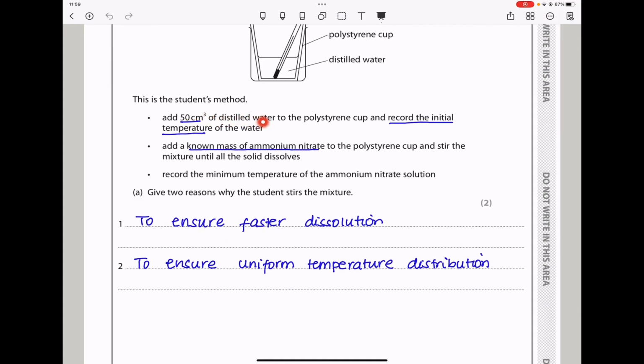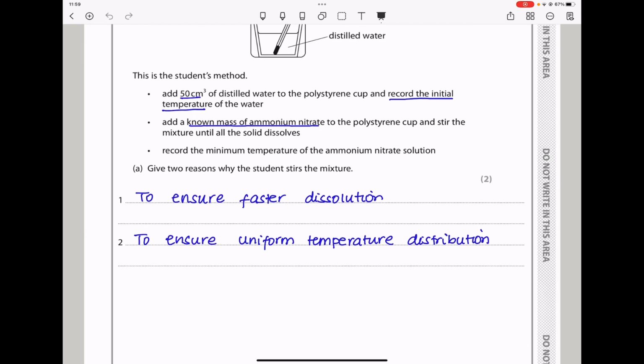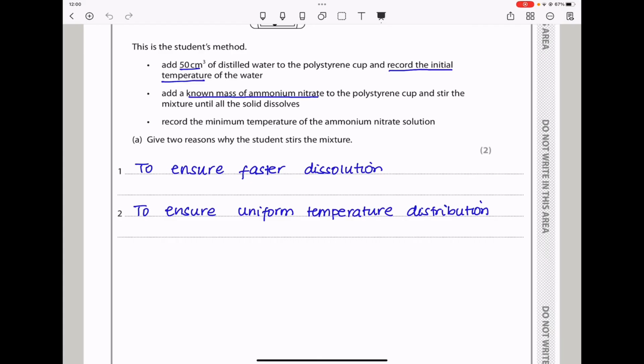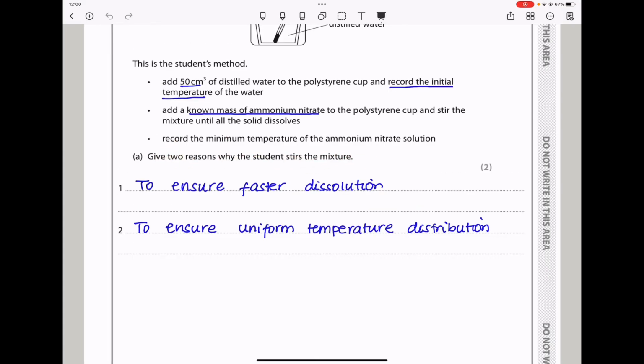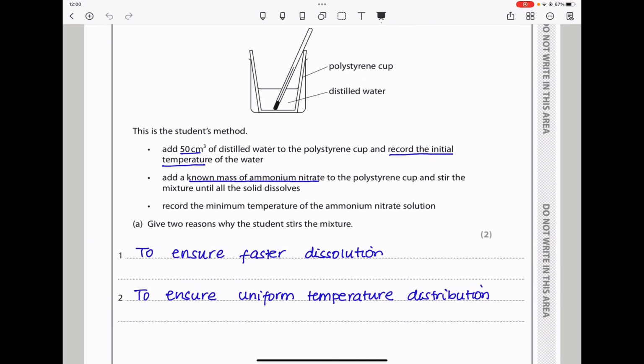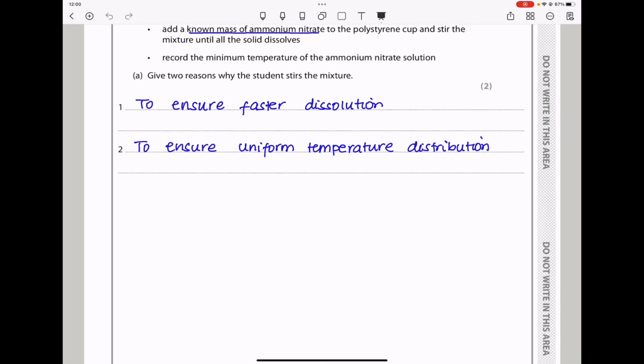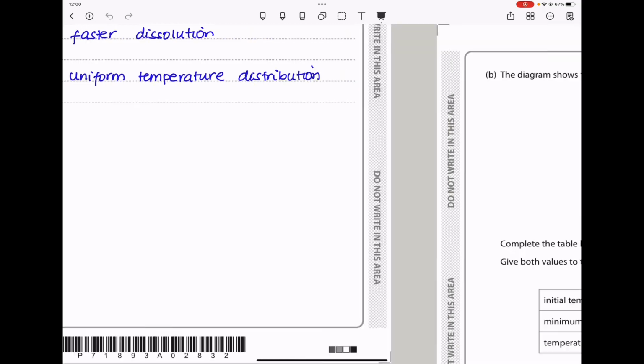Add 50 centimeters cubed of distilled water to the polystyrene cup and record the initial temperature of the water. Then add a known mass of ammonium nitrate to the polystyrene cup and stir the mixture until all the solid dissolves. Then record the minimum temperature of the ammonium nitrate solution. They say give 2 reasons why the student stirs the mixture. This is to ensure that faster dissolution occurs and also to ensure uniform distribution of heat. Because you're measuring the temperature change, the temperature has to be uniform so that a correct value is measured.